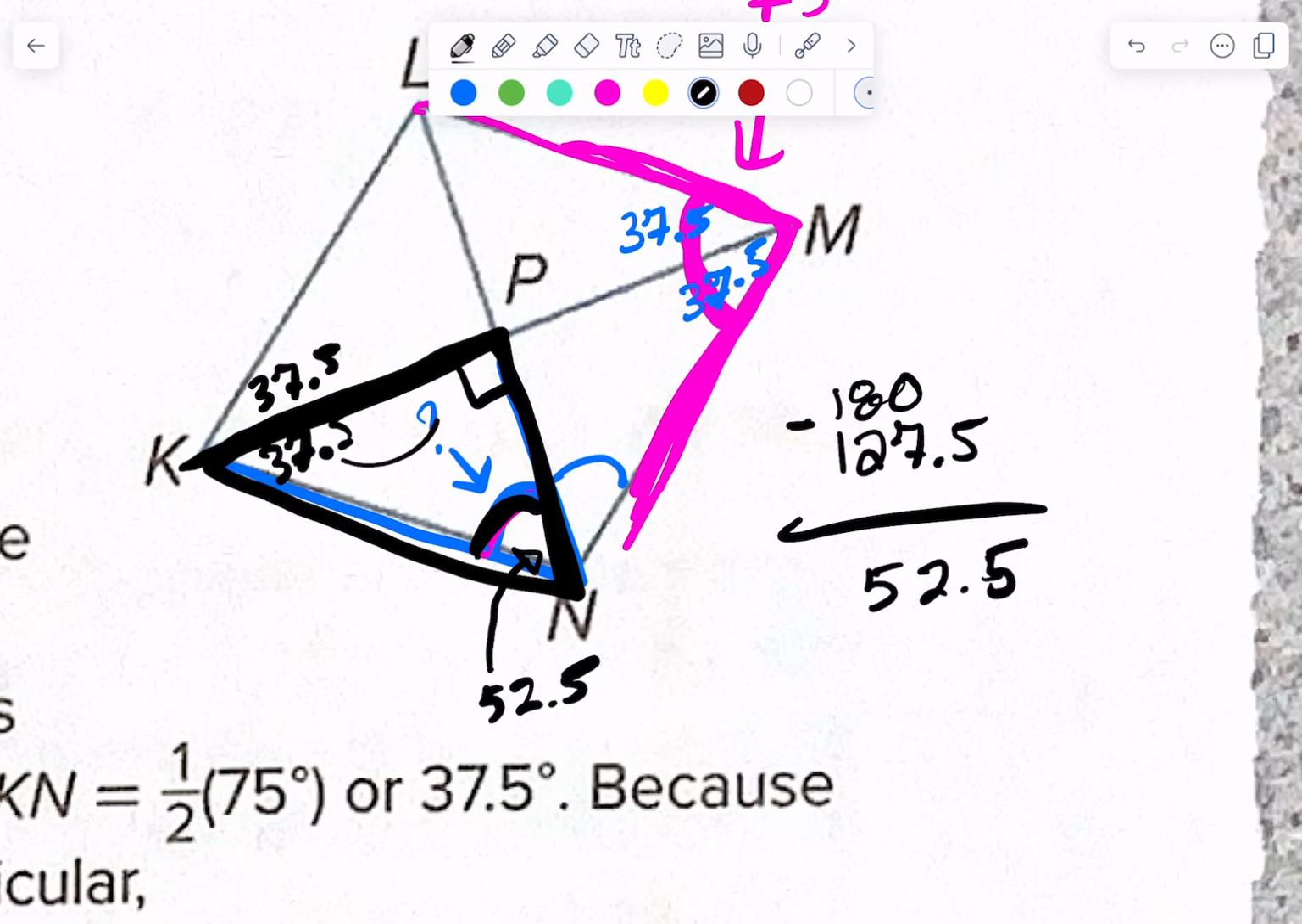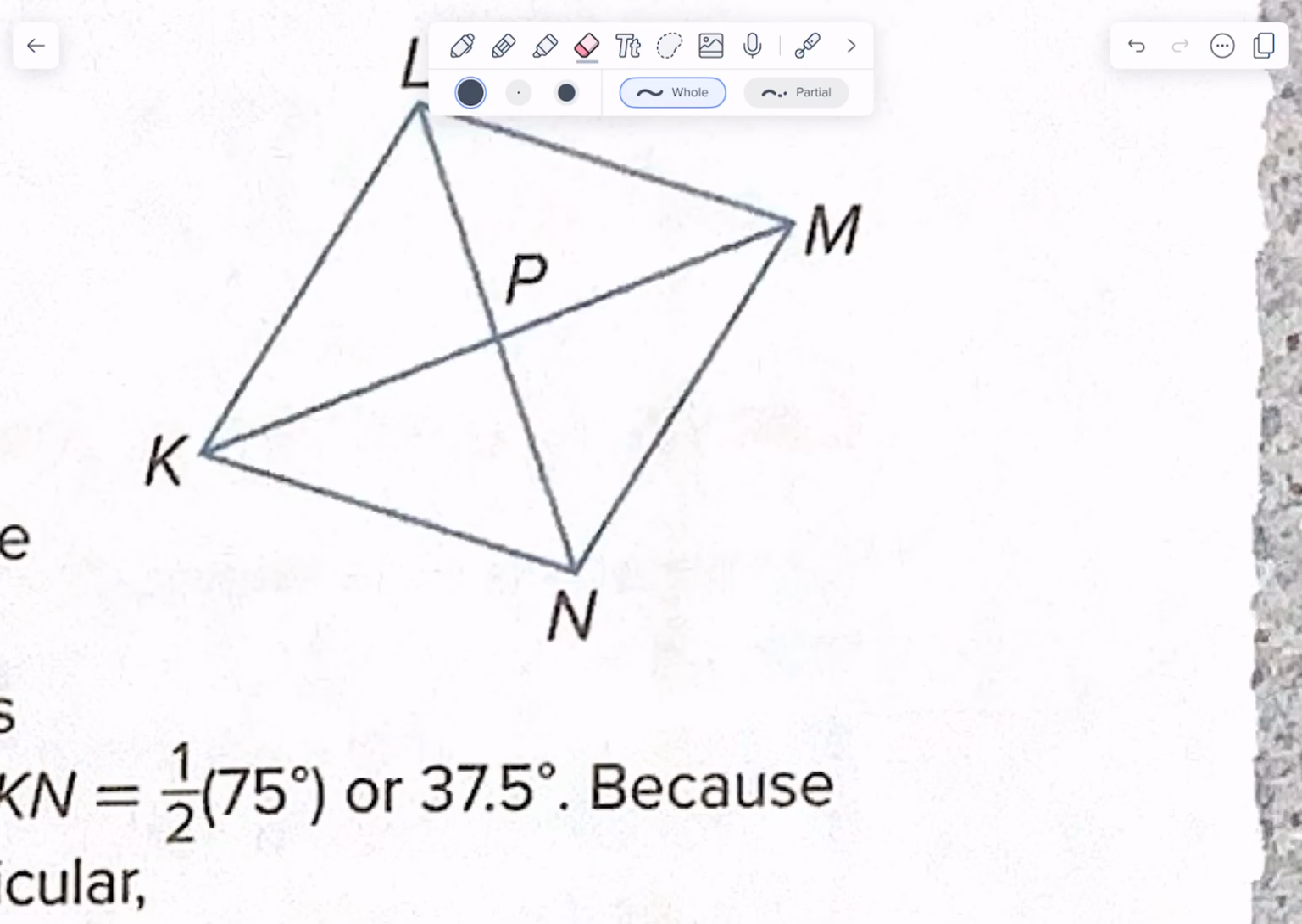Got it? Do you see how we arrived at that conclusion? Now let me show you a different way. If your brain works this way, it might be faster for you. Let's do this.